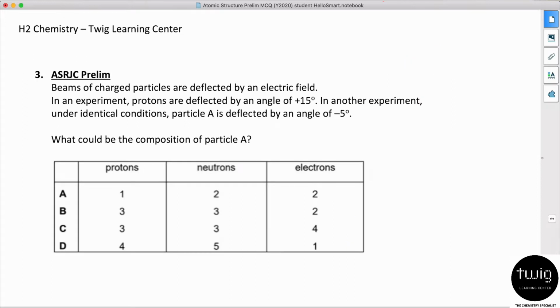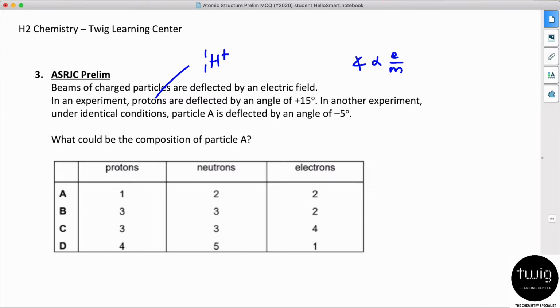Beams of charged particles are deflected by an electric field. In one experiment, protons, which I always say are H+, are deflected by an angle of 15 degrees. In another experiment, particle A is deflected by an angle of -5 degrees. The angle of deflection is proportional to charge over mass.